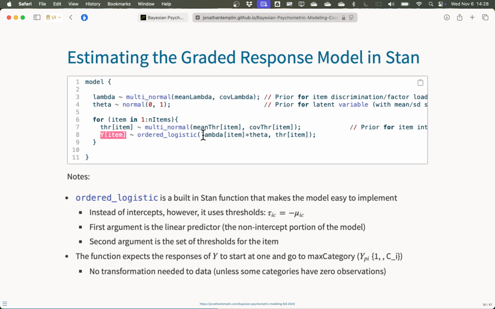Then, the ordered logistic function takes two arguments, the first being the part of the linear predictor that's not the intercept. And I'll say intercept for now, but technically it's threshold, and I'll mention that in just a moment. So this is lambda, the factor loading or discrimination for that item, times theta. And the second argument is the set of thresholds for the item. Now, thresholds turn out to be -1 times the intercept.